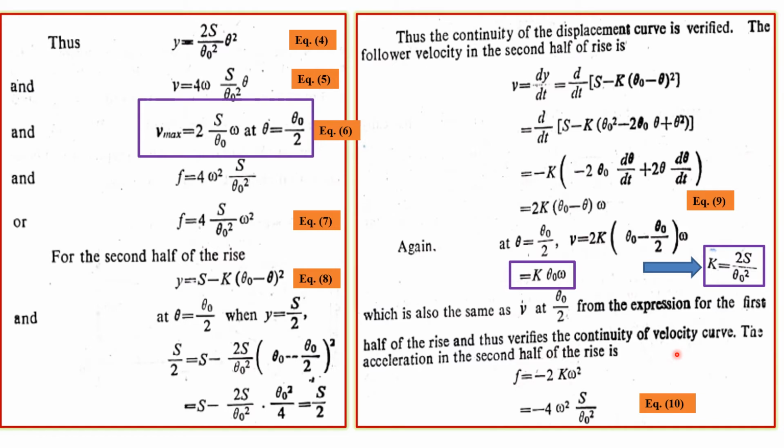The acceleration in the second half of the rise is given by f equal to, so what we do for determining the acceleration during the second half of the rise, we just differentiate the velocity expression with respect to time again. So dv upon dt will give me the acceleration of the follower during its second half of the rise. So that is given by equation number 10, minus 4 omega square into s divided by theta 0 square.